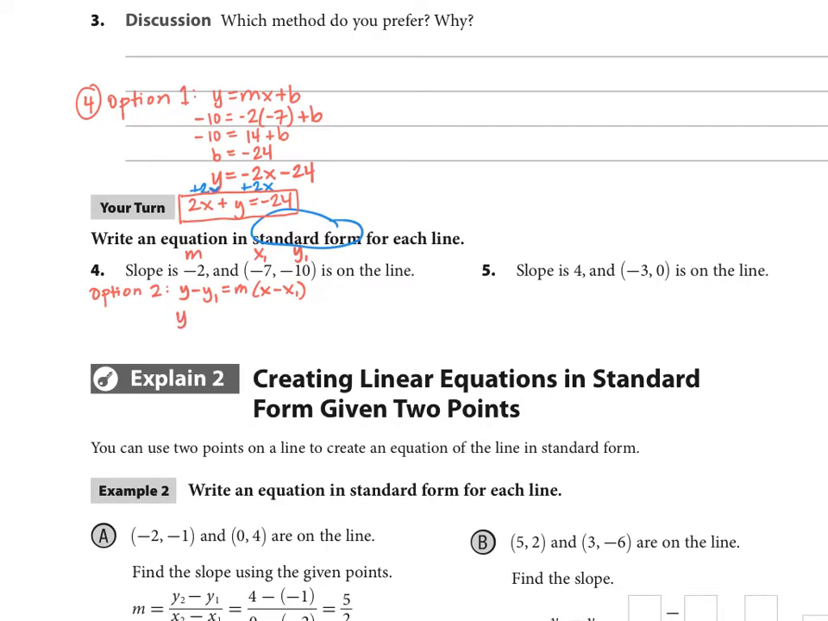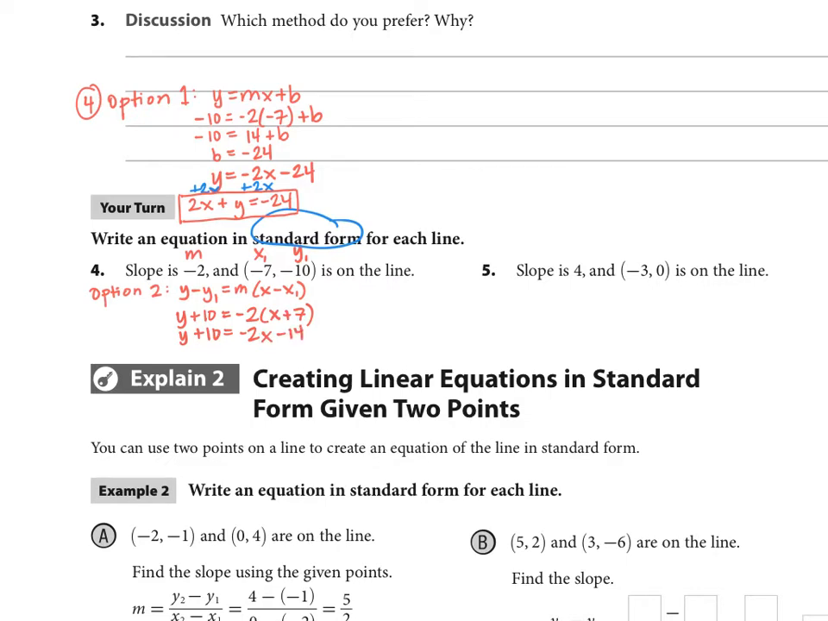So it's going to be y minus -10, which becomes y plus 10, okay, because it's minus and negative, equals -2 times x minus -7. And again, we're going to get x plus 7 there. So then I get y plus 10 equals negative 2x minus 14.